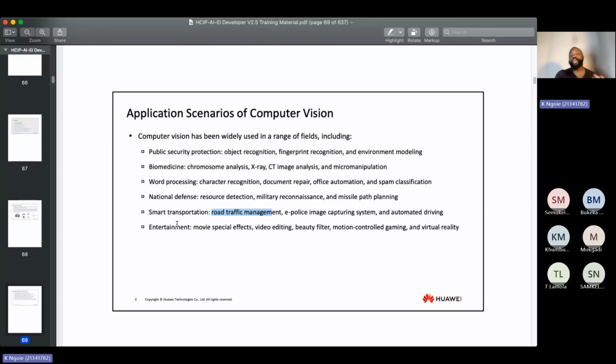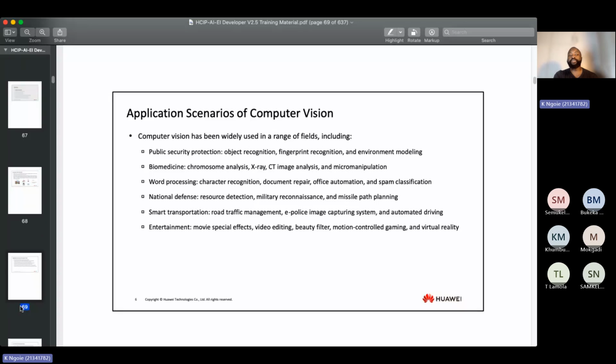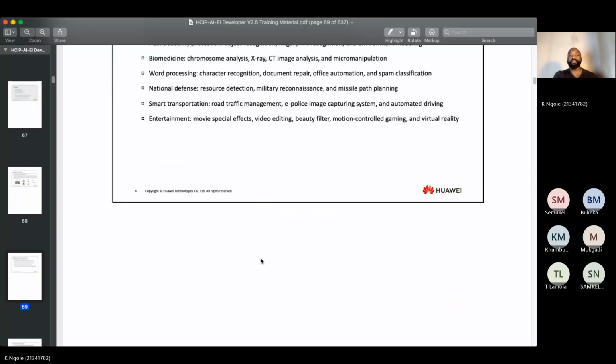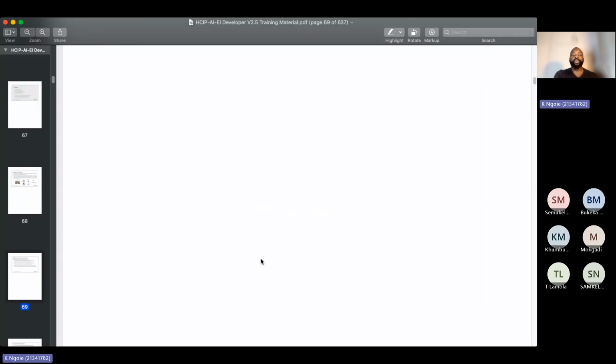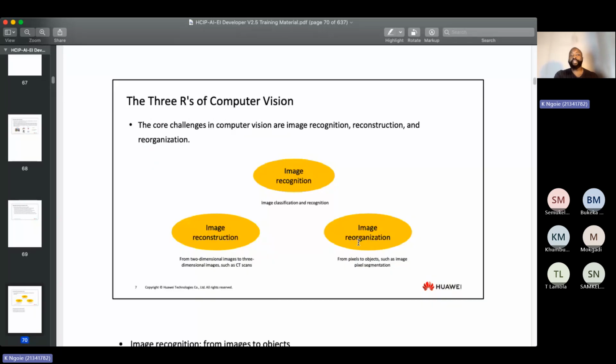Right. So you have it in entertainment with movie effects, video editing. Today, you don't really need to be cutting video. You cut, you paste here. Today, you have a lot of AI tools that can actually detect images in those videos and edit them. Right. So everything is easy with today's technology. All right. So the 3 R's of computer vision.